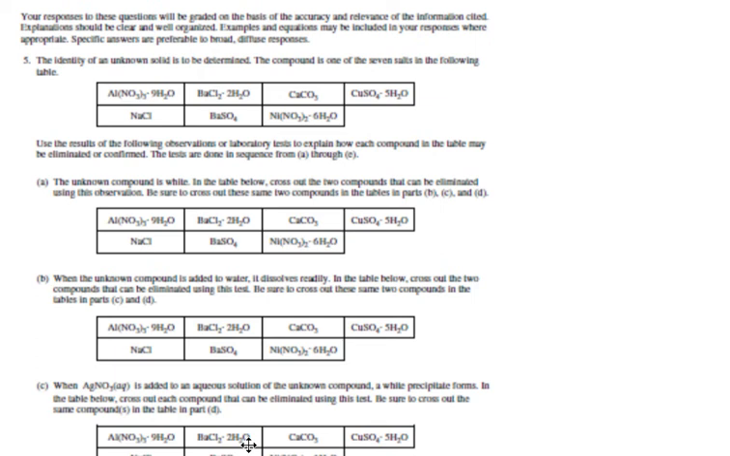A, the unknown compound is white. In the table below, cross out the 2 compounds that can be eliminated using this observation. Be sure to cross out those same 2 compounds in the tables from B, C, and D. So we are looking for 2. It's really important. The year they did this, students messed this up because they didn't understand what they were doing. You are trying to cross out things that are not white.